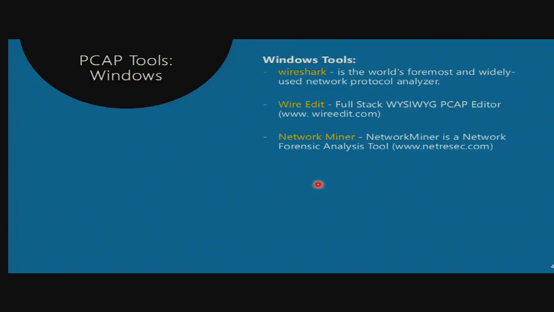I wanted to actually change the content inside of them, like change domain names to Contoso or demo.com. The Wire Edit will let you do that. It is pretty amazing. Network Miner is another tool that actually lives on Security Onion, and you can download it for Windows and other operating systems.